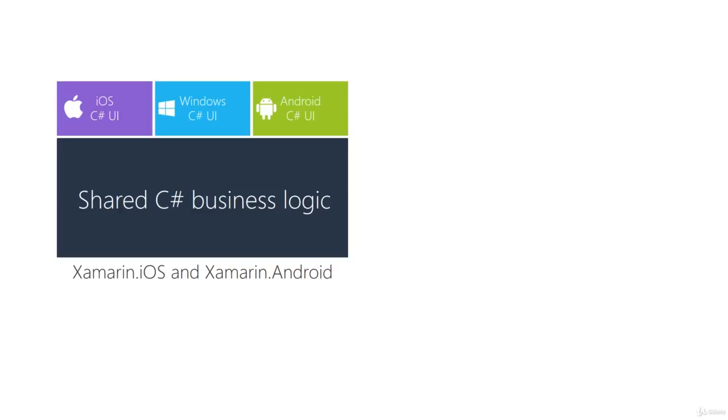The first is to share your business logic and then write your UI uniquely for each platform. And this is a really powerful technique. You're able to use the exact same code for your business logic across all supported platforms and then take advantage of the unique UI features on each platform using native controls and the native design patterns. And this can allow you to share 70% or more of your code across Windows, iOS, and Android.